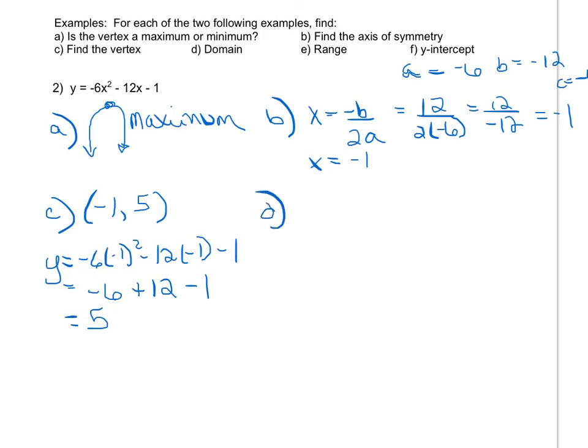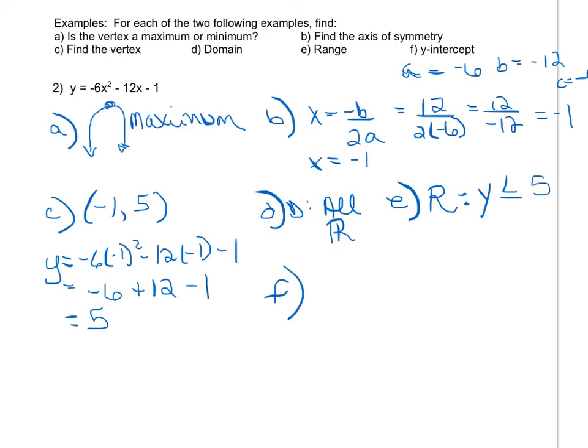Part D, find the domain. Easy. Domain is just going to be all real numbers. Love parabolas for that reason. Part E, I have to find the range. The range is my possible y values. Since my parabola is coming down this time, all my y values have to be less than that maximum point. So my y values have to be less than or equal to my vertex. I look up my vertex and see the y value is 5. So all my y values have to be less than or equal to 5.